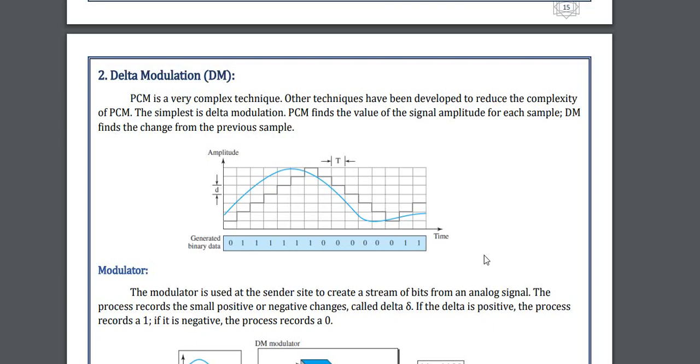Now the delta modulation, which is known as DM. In this section we see that PCM is different from delta modulation. In the delta modulation section we have the diagram where we can see that we have generated binary data. From this binary data we get symbol outputs, and from these outputs we need to generate our signal, which is denoted in the blue color.